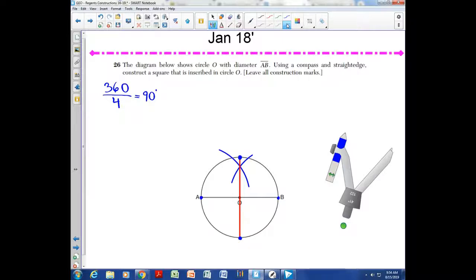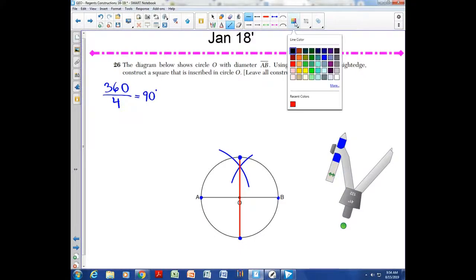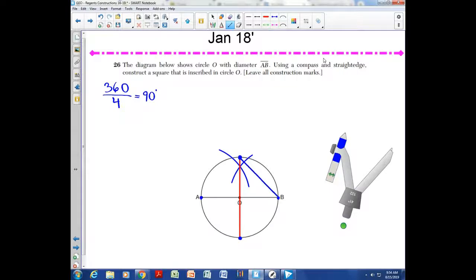And it says construct the square. It doesn't say I have to name it. So I'm just going to go to my straight edge once again and connect all the points. So there's 1, 2, 3, 4 sides. And that is an inscribed square to circle O.